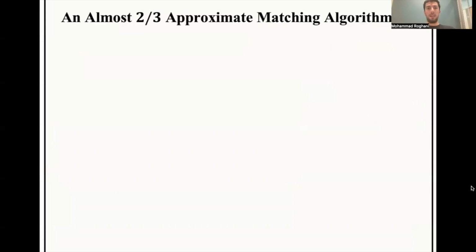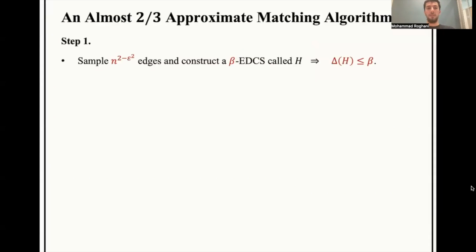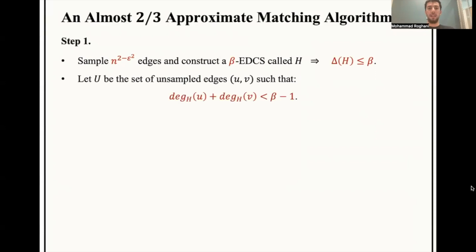Now let's see our two-third approximate matching algorithm. In step 1, we sample slightly less than n square edges and construct a beta EDCS on the sampled edges. We call it H. So the max degree of this constructed subgraph is going to be at most beta. Let U be the set of unsampled edges that do not satisfy the second property of EDCS, say the degree of u plus degree of v is less than beta minus 1.